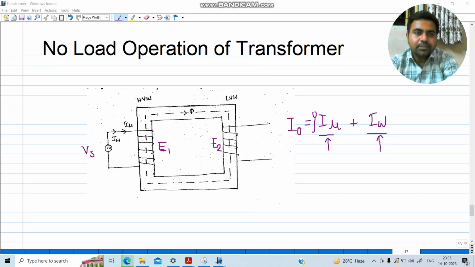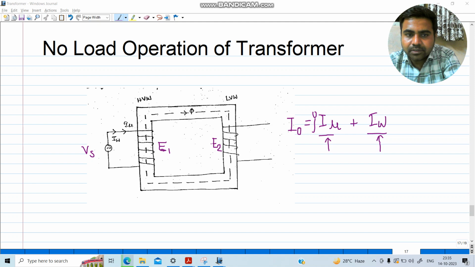So hello friends, in this video we are going to understand no load operation of a transformer. Basically, the construction of a single phase transformer comprises a transformer core, primary and secondary winding. Here this rectangular portion is the transformer core. This is the primary winding and this is the secondary winding. Primary winding is the one where we connect a supply voltage, and secondary winding is the one where we connect a load.